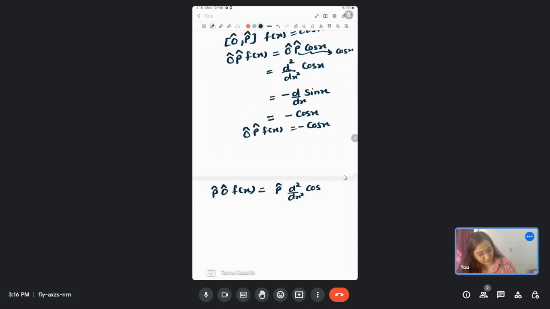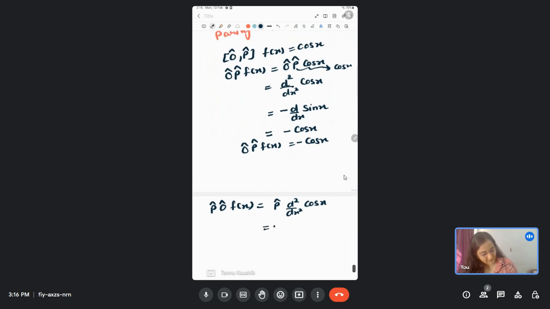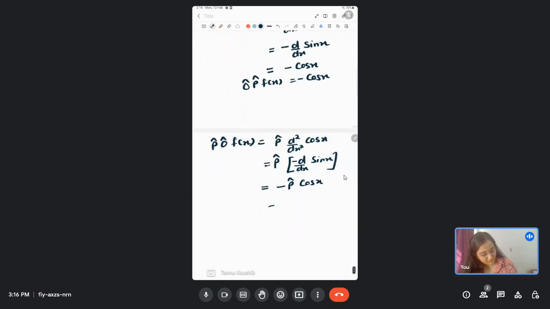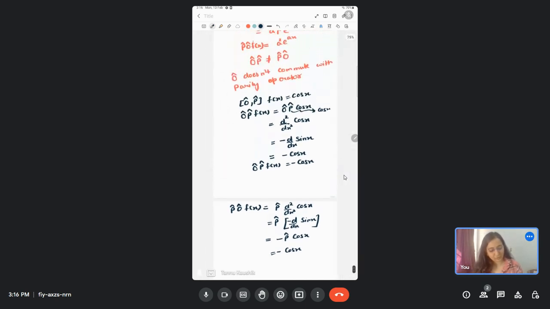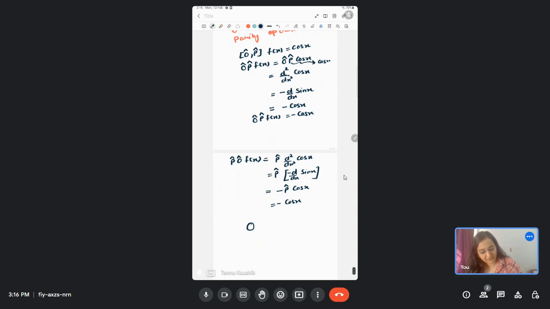And when we interchange the positions, fx equal to d square by dx square of cos x, we will get minus sin x, minus I have taken out. Then again we will get minus cos x, and when we operate this parity on minus cos x we will get minus cos x here.